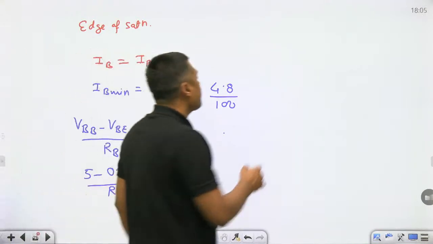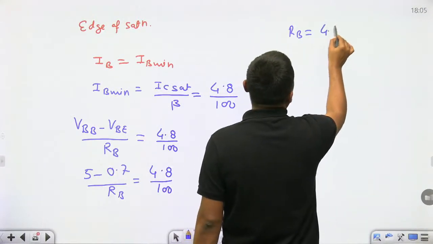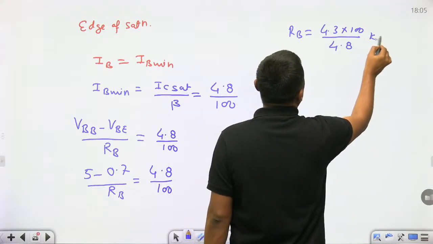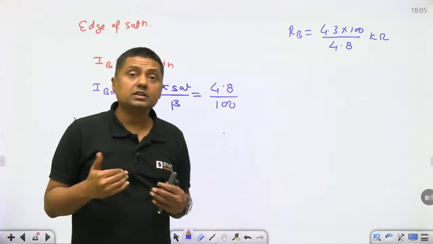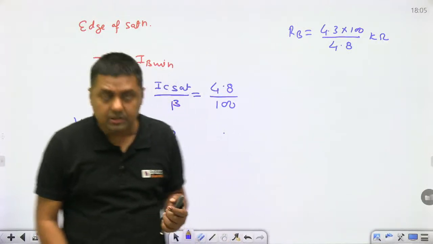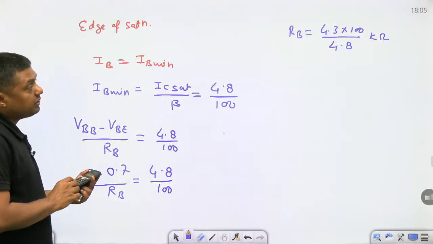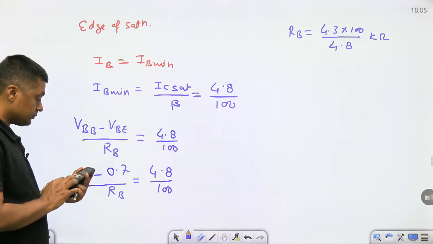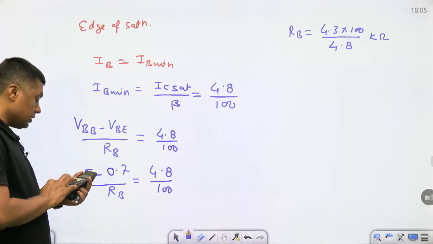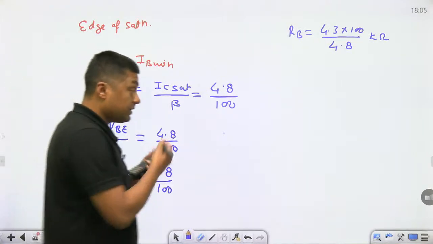Then you can say at the edge of the saturation, RB should be equal to 4.3 into 100 divided by 4.8 kilo ohm. If RB is greater than or equal to that, then it is at the edge of saturation, or it will enter into the active region, because when we are increasing the RB, current will reduce. So what is the value of RB? 4300 divided by 4.8. Right? And no, not 4300, 430 divided by 4.8. 89.58, nearly equal to 89.6 kilo ohm.